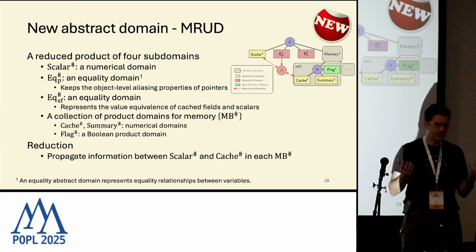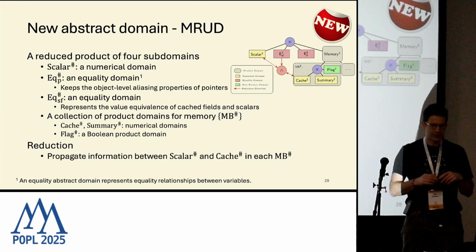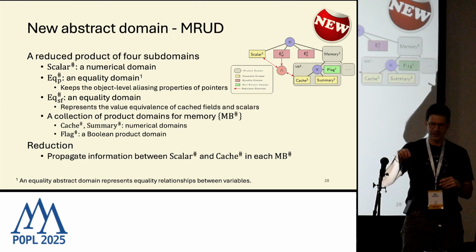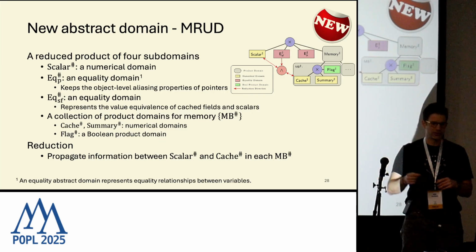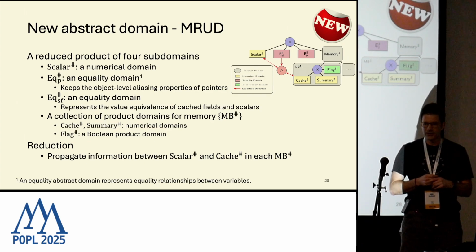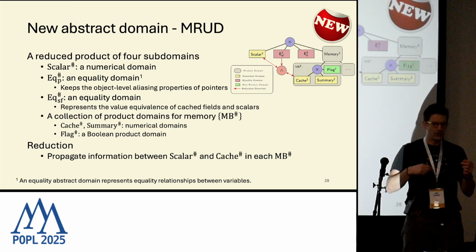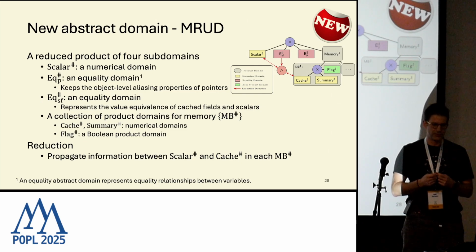And so we're going to add a whole bunch of equality domains to keep track just of equalities. What we really care about is whether the cache is being accessed by the same address or from the same base address as it was recently. If it wasn't, we flush.